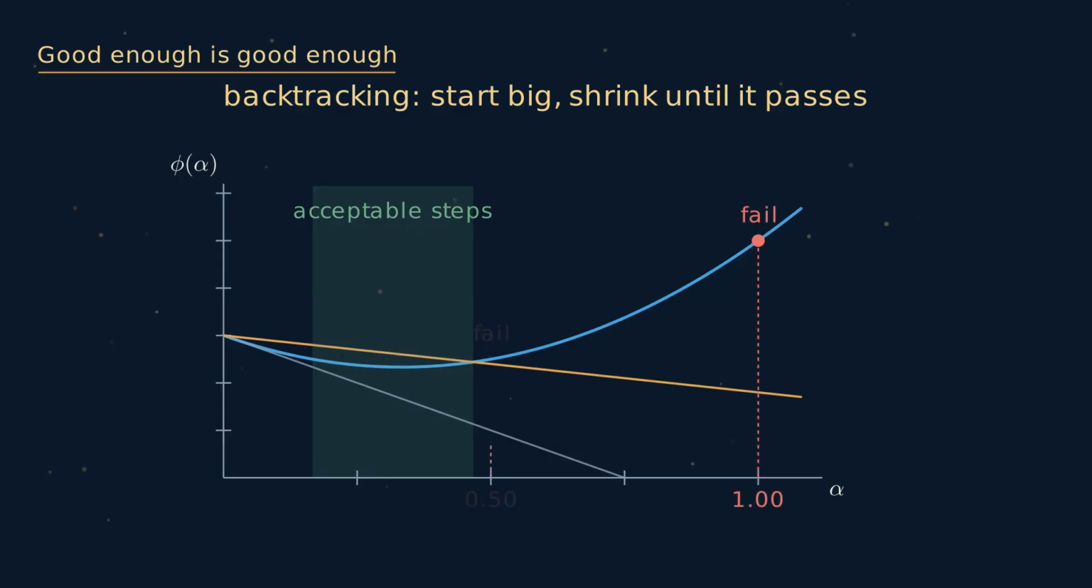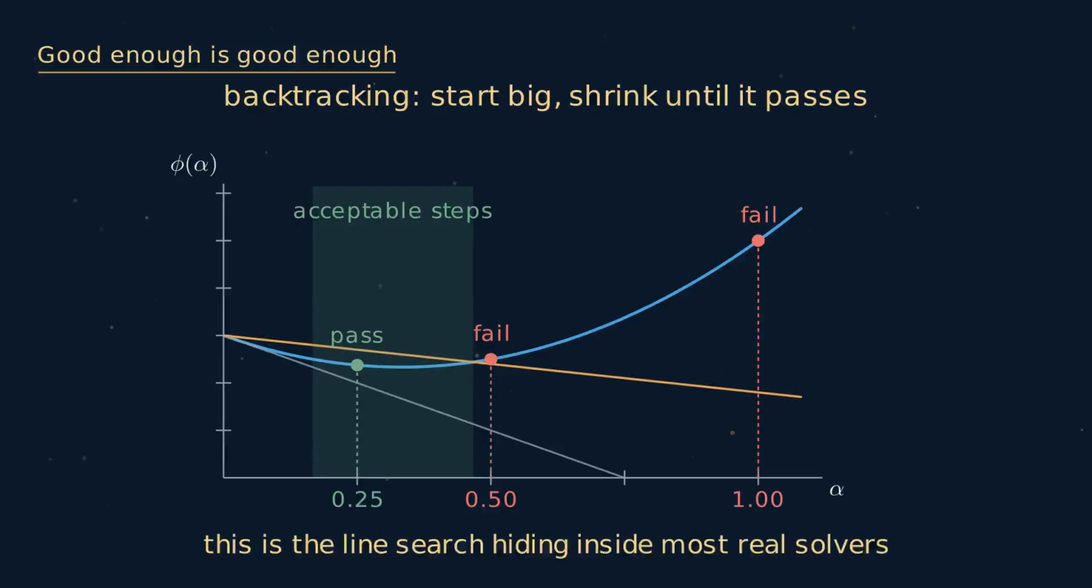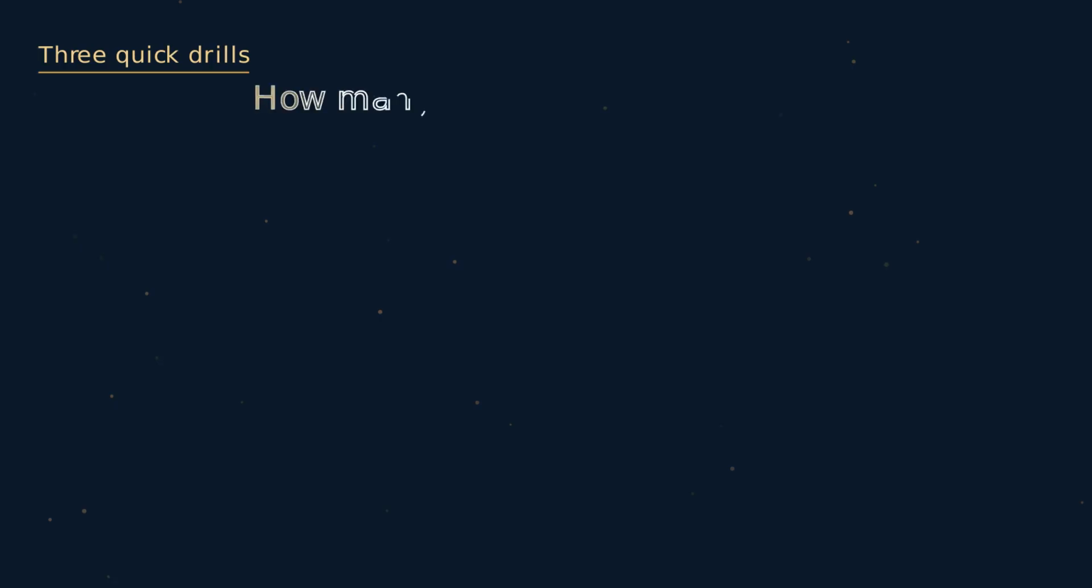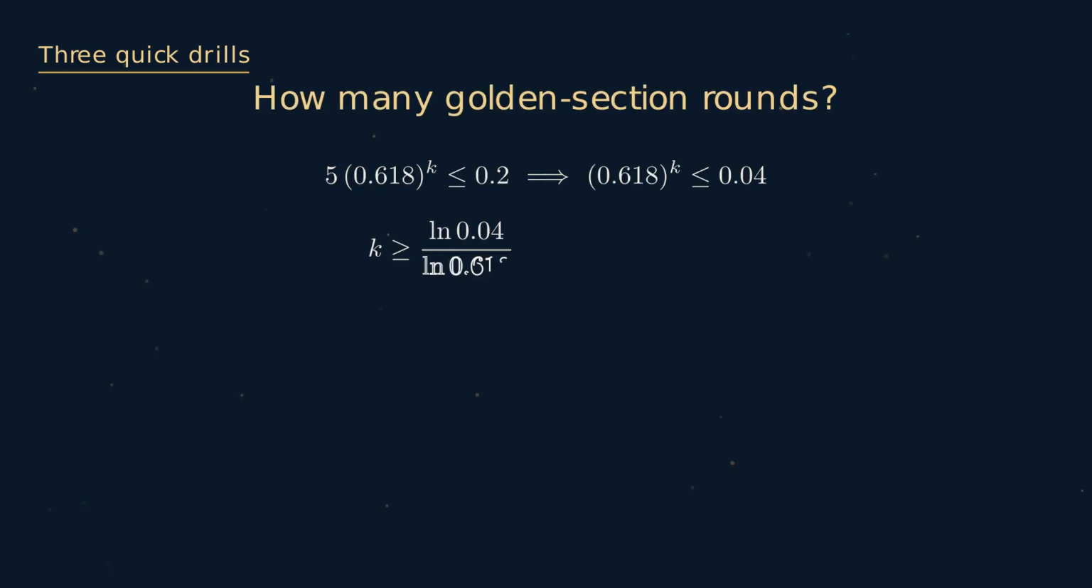The recipe is delightfully blunt. Try a full step of 1. If it fails the test, halve it. Try again. Halve again. The first value that passes is the one you take, here a quarter. No bracketing, no ratios, barely any arithmetic, and it is exactly what sits inside most gradient and quasi-Newton codes you will ever use. 3 drills to make this concrete.